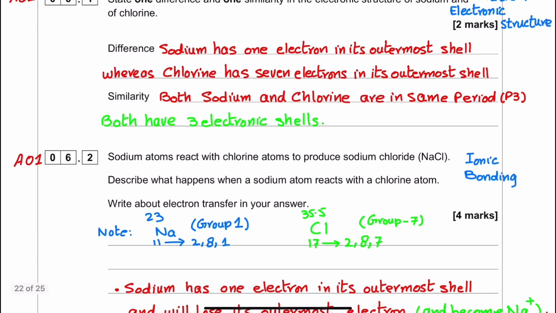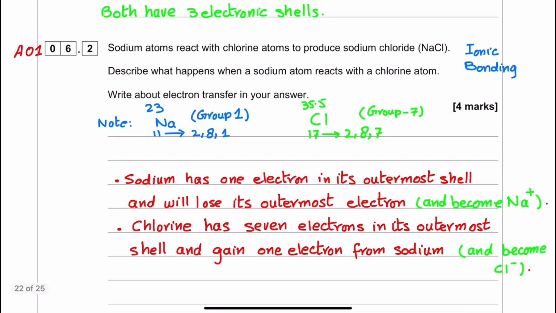Sodium has electronic structure Na 11 and 23. 23 is the relative atomic mass or the mass number. So if we look here at the electronic structure for our model answer, 11: 2 in the first shell, 8 in the second shell, and out of 11, one electron will be left in the third shell.